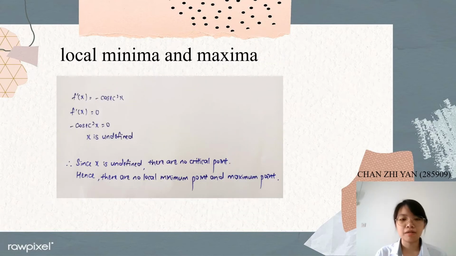To find the local minimum and maximum points, we will set the first derivative equal to 0. When f prime x equals 0, negative cosec squared x will equal 0. The final answer is x is undefined. Therefore, since x is undefined, there are no critical points in this function. Hence, there are also no local minimum or maximum points in this function.